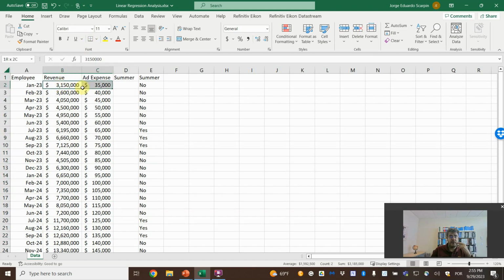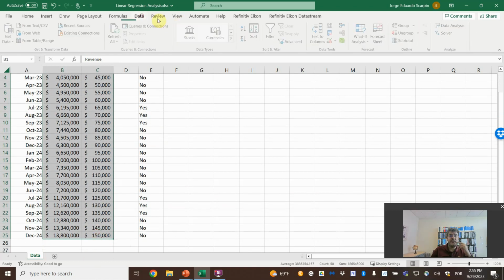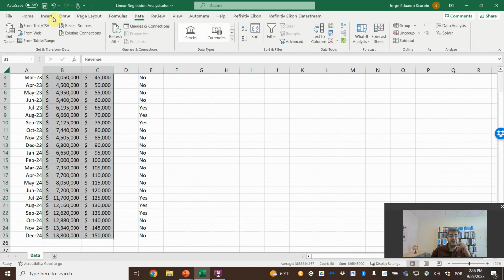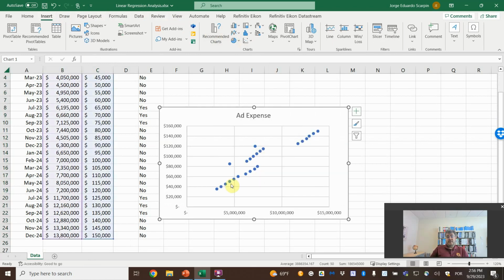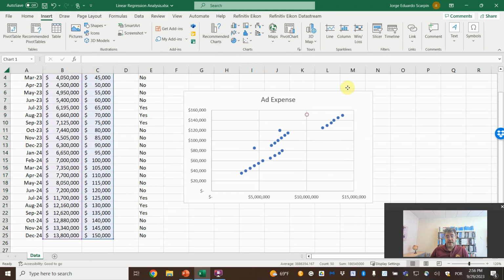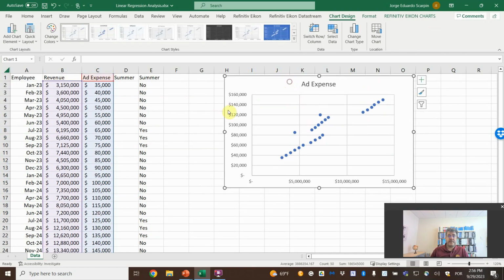First of all, we can create a scatter plot here and check if the numbers are kind of consistent. So insert scatter plot. Yes, not perfectly, but okay. Maybe we have a good regression line here. So okay, let's keep it here.